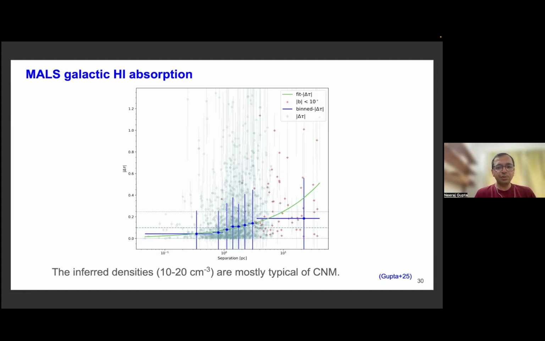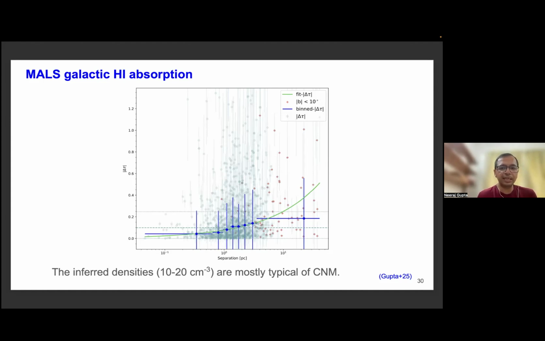That is very important information that can be used to understand what physical processes may have generated these cold gas cloud structures in the ISM, whether this is related to turbulence as is generally believed, or maybe something more is happening. So this is also an exploration that can be done.